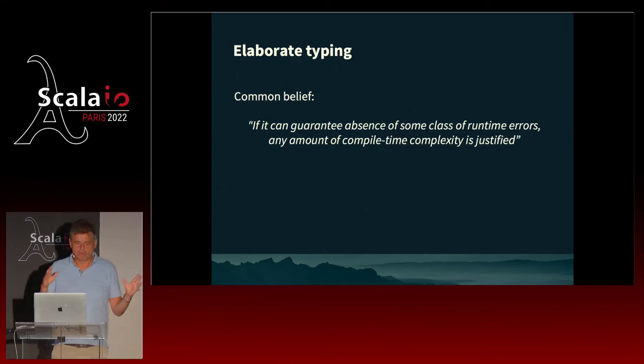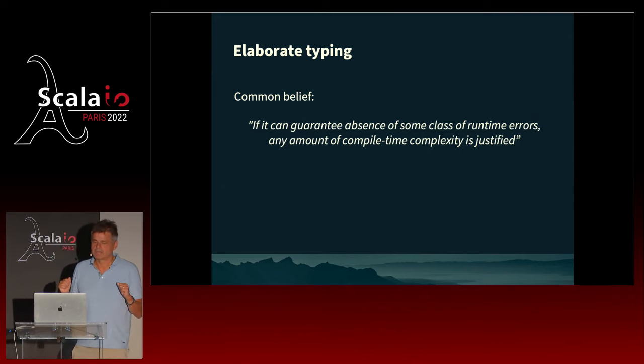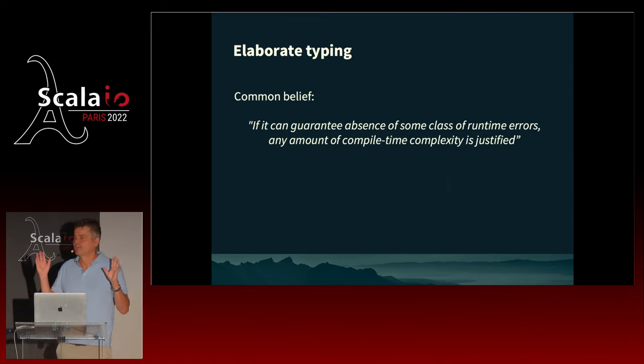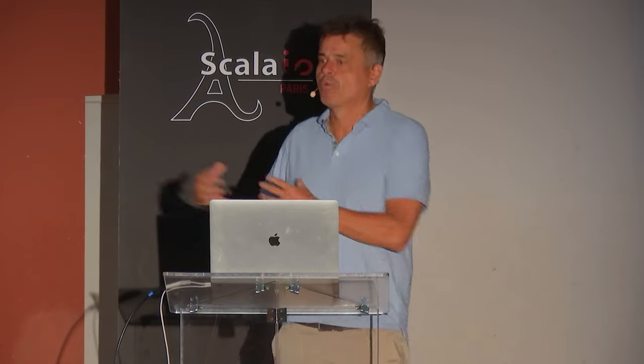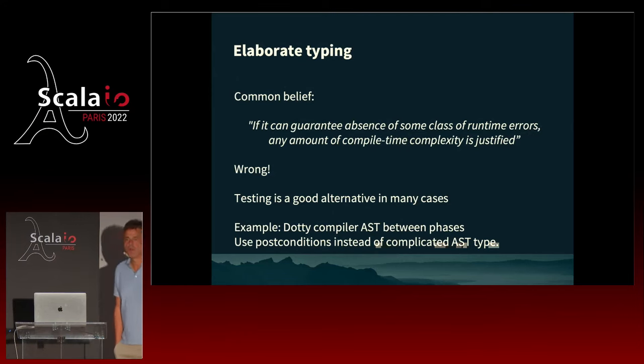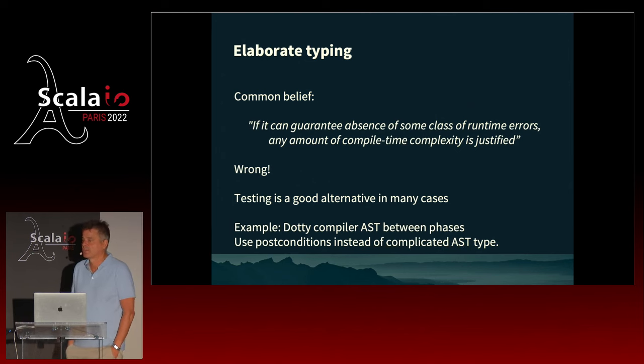About strong, or I should rather say elaborate typing, there's the common belief that if it can guarantee absence of some class of runtime errors, any amount of compile time complexity is justified. I've actually heard that literally from a well-known member of the Scala community. So is that true? Is overhead in typing always better than catching errors at runtime? I don't think that's true, because we completely overlook testing. Testing is a very good alternative in many cases.